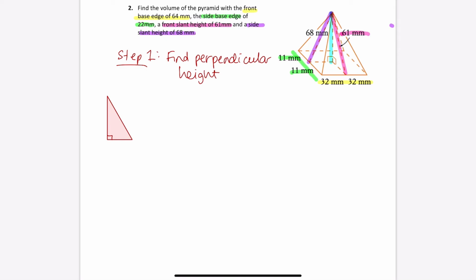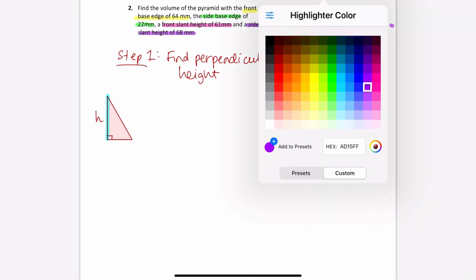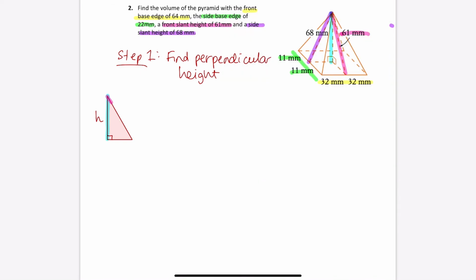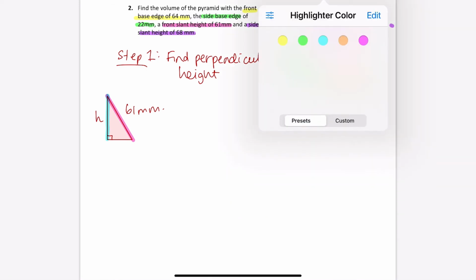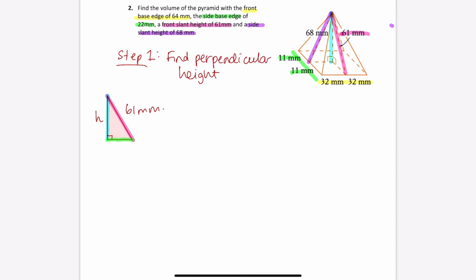The base of this front one, okay, so if I highlight it in the same colors, this one is our perpendicular height, which we don't know, that's our H. This one is pink, so let's highlight that in pink, this side here. This is our 61 millimeters. Okay, and now we've got to think, what is our base? Our base is going to be parallel to the side. So our base will actually be green, and it will be 11. Okay, cool. So that is our first triangle.